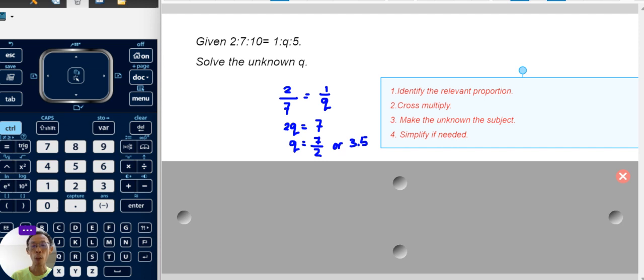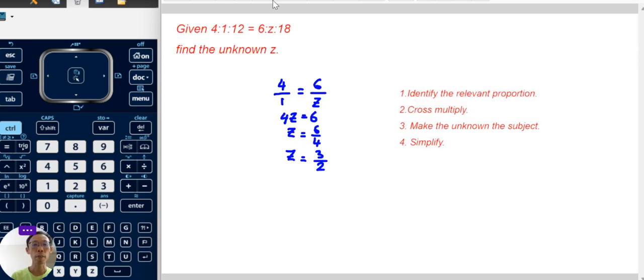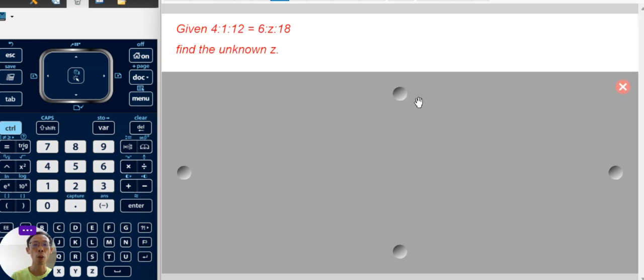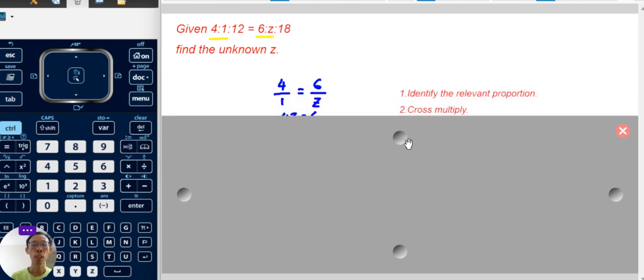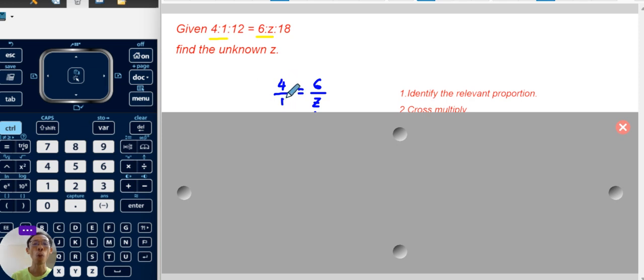All right, and then the next question is this. Given that we have now this ratio, 4 to 1 to 12 is equal to 6 to z to 18, find the unknown z. So it's the same thing. What we're going to do is to identify the relevant proportions, 4 to 1 and 6 to z, for example. So this is written as 4 over 1 equal to 6 over z.